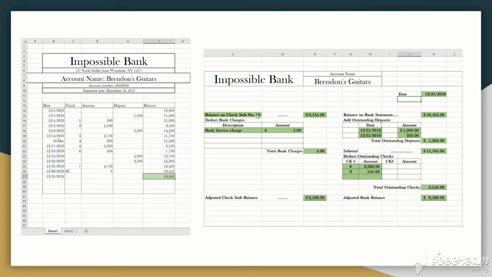As you can see, you have your balance from the check stubs along with your service charges, and they have to equal your adjusted balance after you pick up two outstanding deposits and two outstanding checks. And as you can see, everything adds up to balance into a total that is equal.